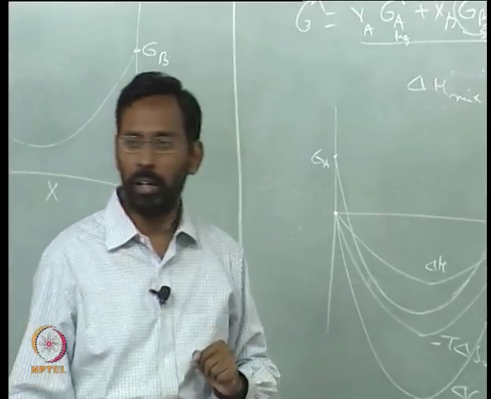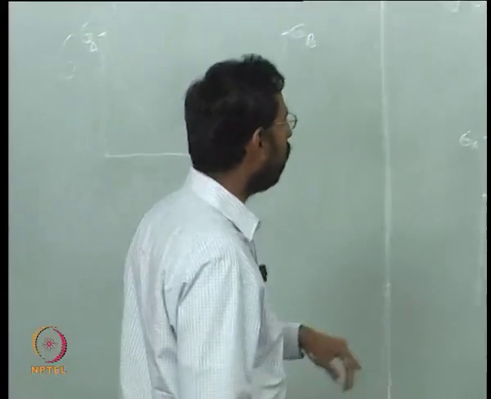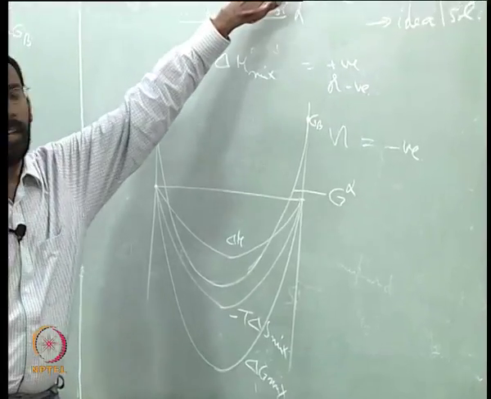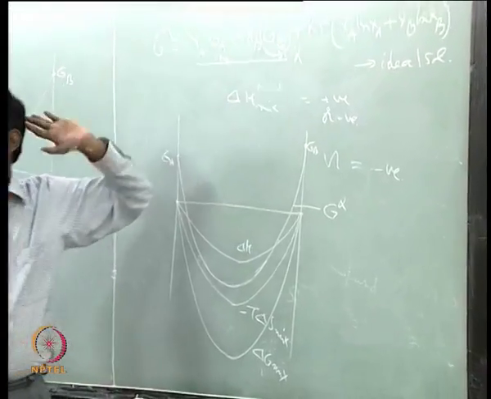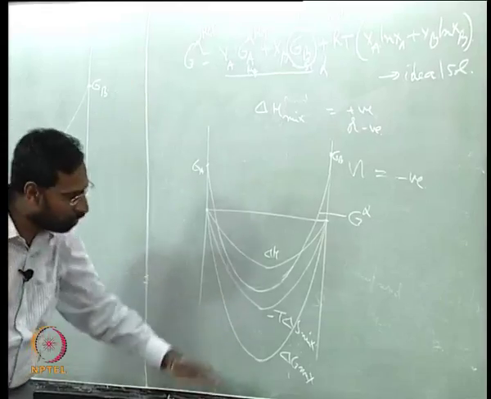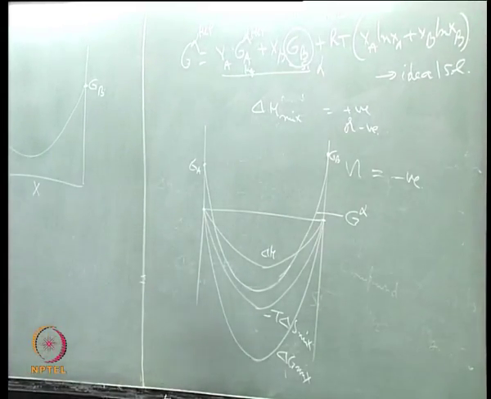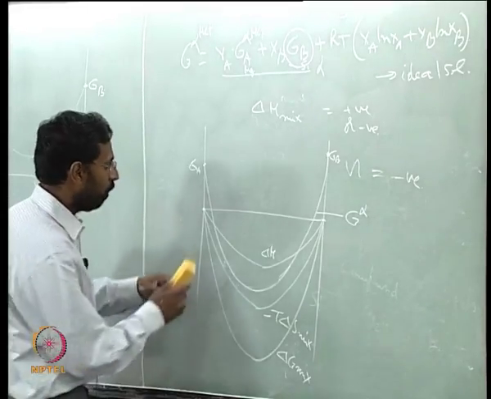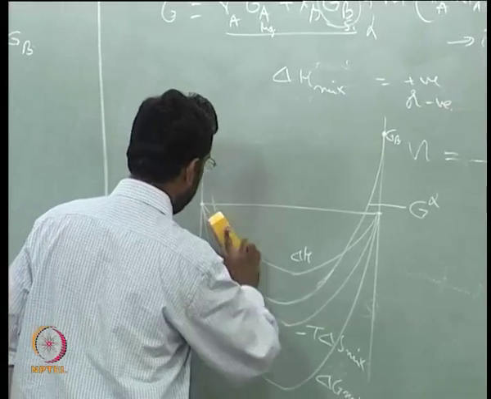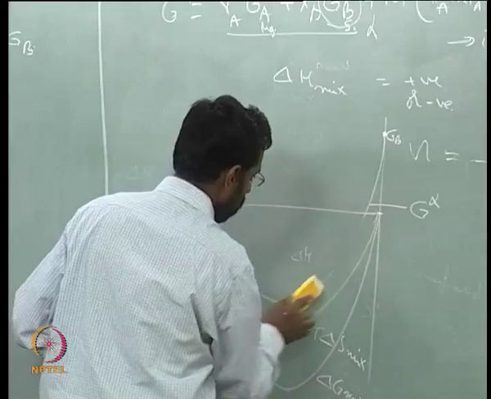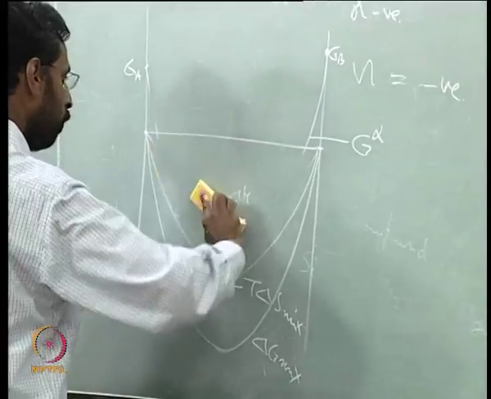Now, when I am talking of this G, depending on whether omega is positive or negative: as long as omega is negative, your free energy curve will always be plunging downwards. The moment omega is positive, you would see that there is a possibility of a different situation. Let us take a particular case; again I will reuse this itself.